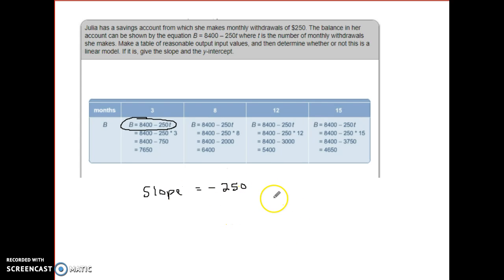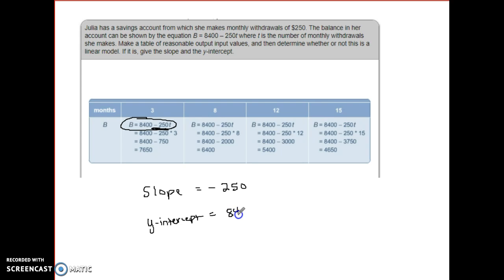In terms of the equation, if we have to identify the slope and the y-intercept, the slope is always the constant rate. However much it's changing by each month, so 250, it's subtracting each month, that's your rate. That's always going to be your slope. And then the initial starting balance, this $8,400, that is your y-intercept.